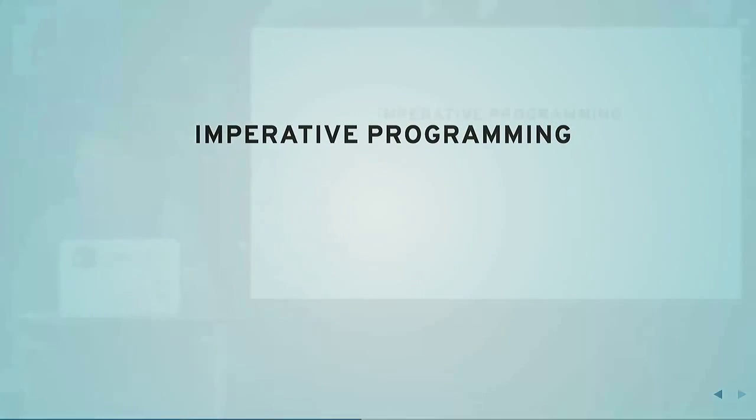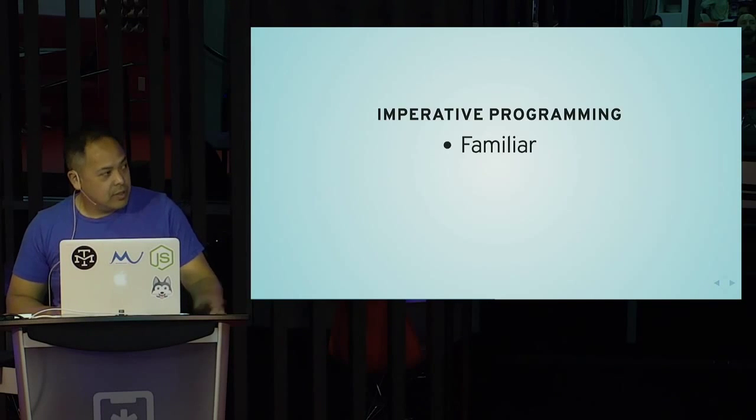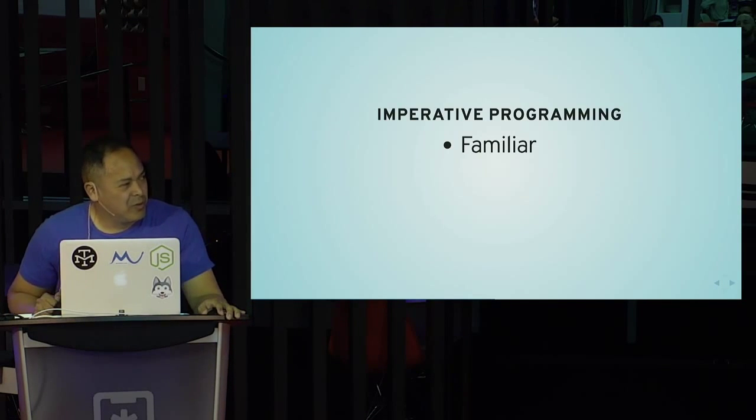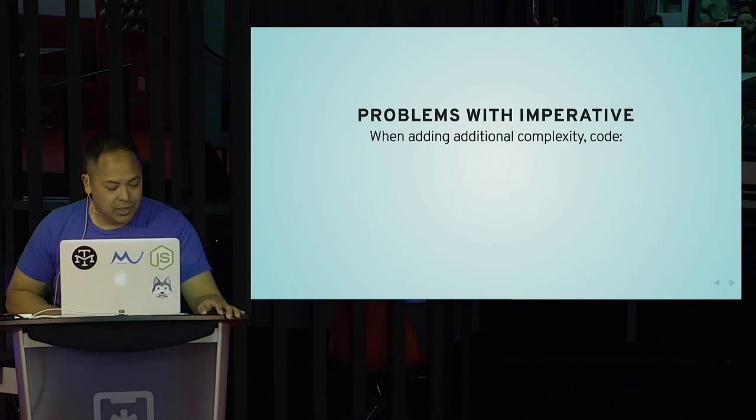So it's not too bad. We're just doing one for loop and a couple if statements. So this is basically what's called the imperative programming style, right? So it's familiar. This is what you basically start off when you're doing programming. It's efficient, but it has some problems.